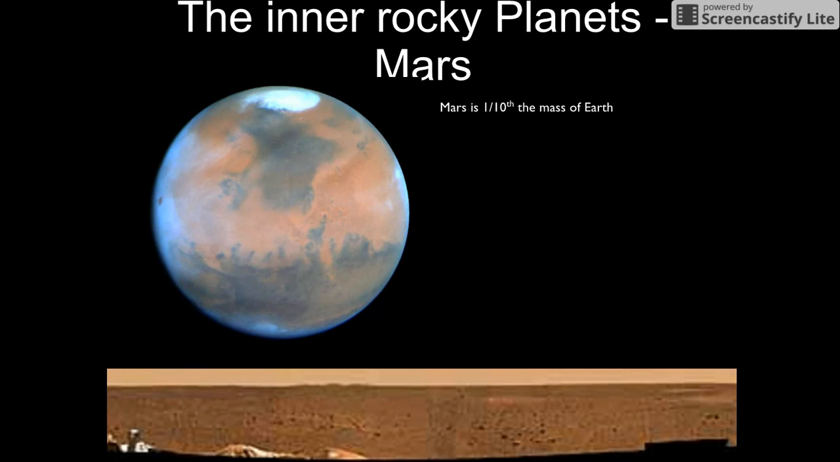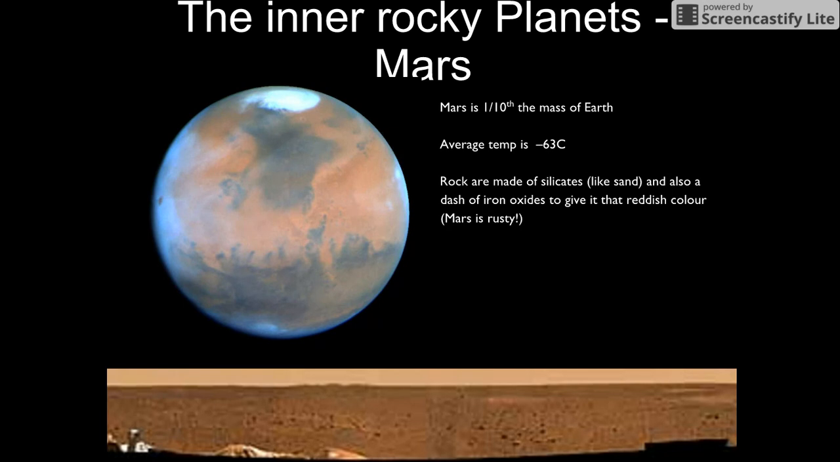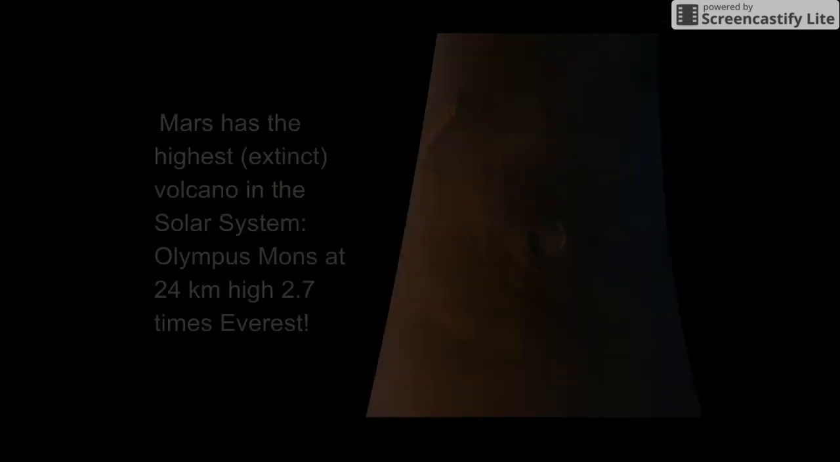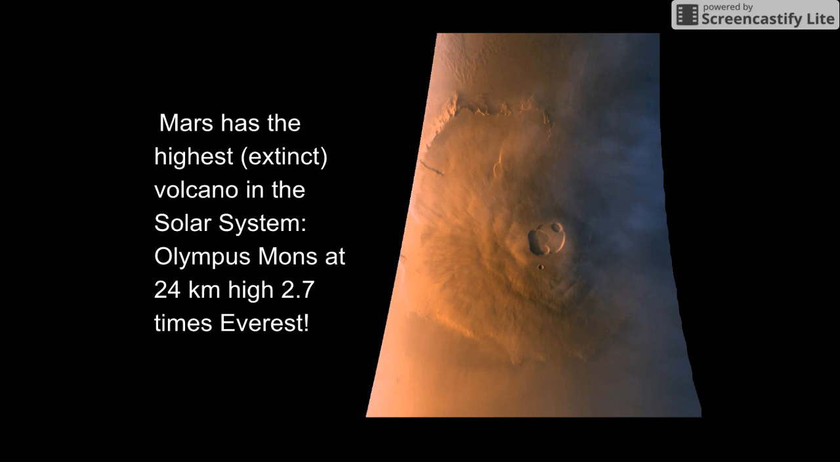When we discuss Mars, Mars is 1/10 the mass of Earth. The average temperature is negative 63 degrees. Rocks are made of silicates, like sand, and also a dash of iron oxides to give it that reddish color. Mars is rusty. The surface is dry now, but scientists believe there were once rivers, lakes, and maybe oceans of water. Mars has the highest volcano in the solar system, Olympus Mons, at 24 kilometers. It is 2.7 times taller than Everest, the tallest point on Earth.